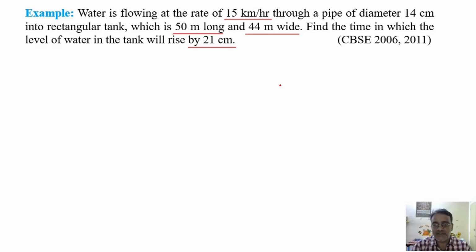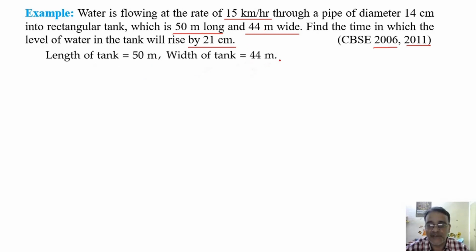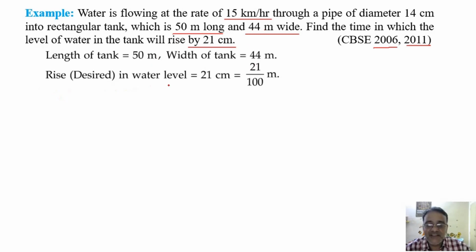See, in the previous question, the h is given and we have calculated the area. In the question before that, we calculated the rise of water level, where everything was given, time was given. Now here we have to find the time, and this is a repeated question. It came in 2006 also, and in 2011. Length of tank is 50 meter and the width of tank is 44 meter, and the rise in water level, that is 21 centimeter, is given. So we have to convert it into meter. So 21 upon 100 meter.